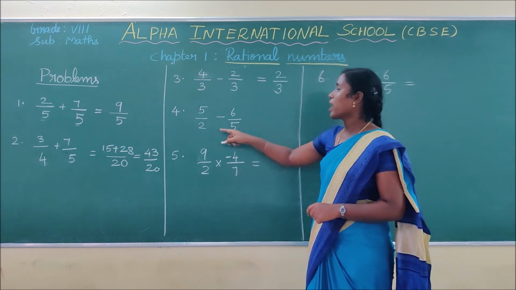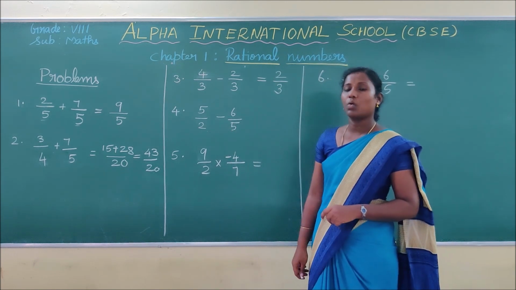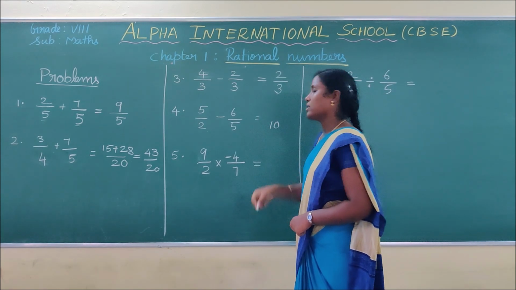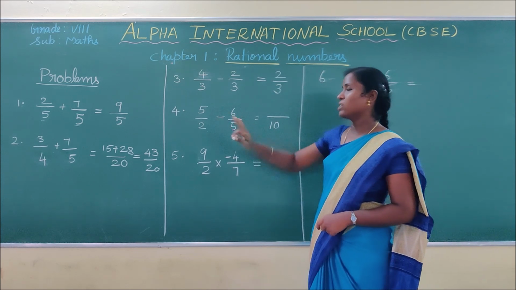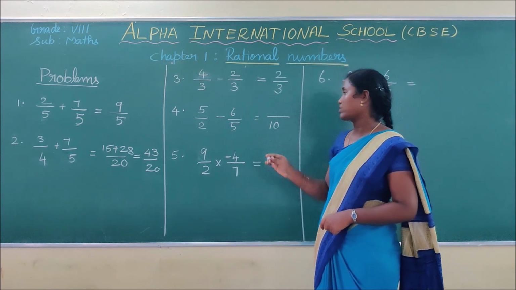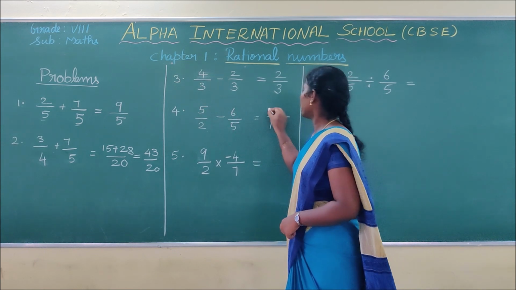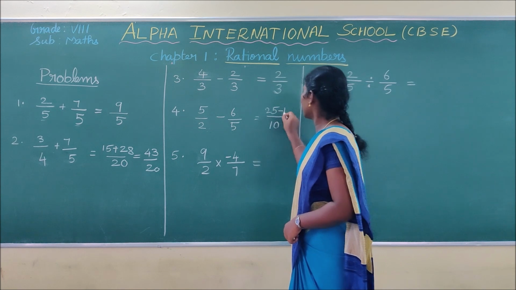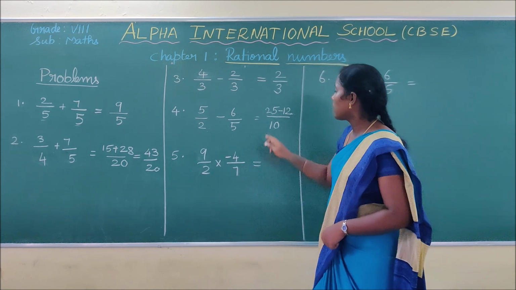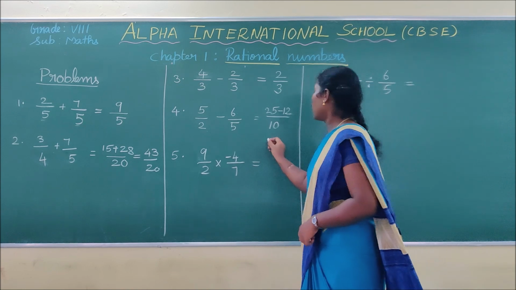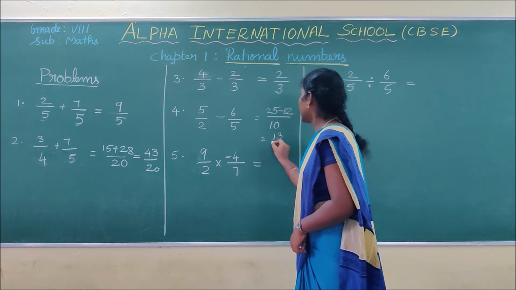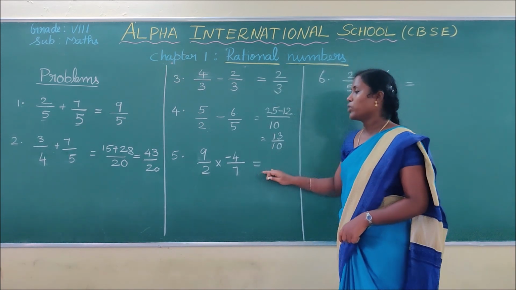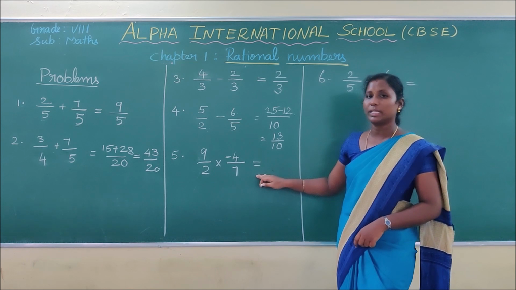Rational numbers. So we have to take the LCM for these two numbers. What is the LCM for 2 and 5? The LCM is 10. Then the same procedure we did in the addition. Multiply with the numerator, then subtract the number. So now 5 into 5, 25. And 6 twos are 12. So now we have to subtract and write the final answer. 25 minus 12, 13 by 10.